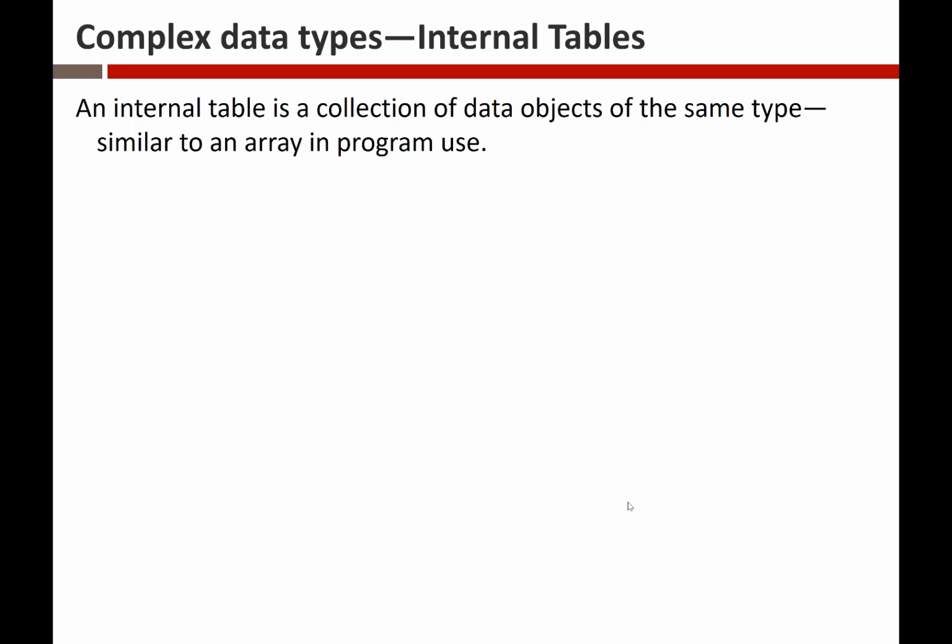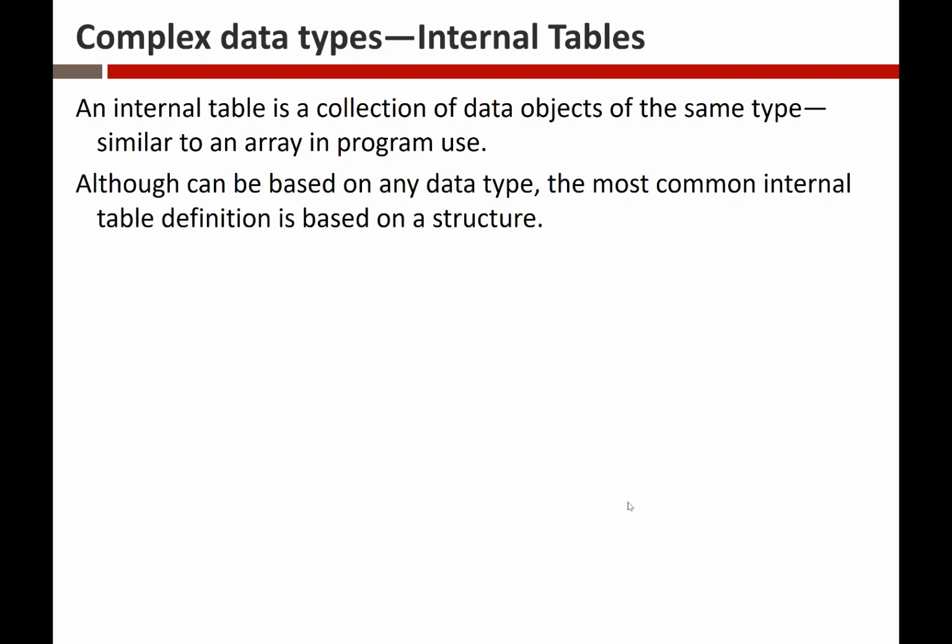So just like you could have an array of integers, an array of strings, an array of floats in other programming languages, I could have an internal table of integers, an internal table of floats, an internal table of whatever have you. Not saying that's very common, given the kind of processing that we do in ABAP, but you can do that. The internal table is the ABAP structure for allowing this. So that's my next point. Although this can be based on any data type, the most common internal table definition is based on a structure.